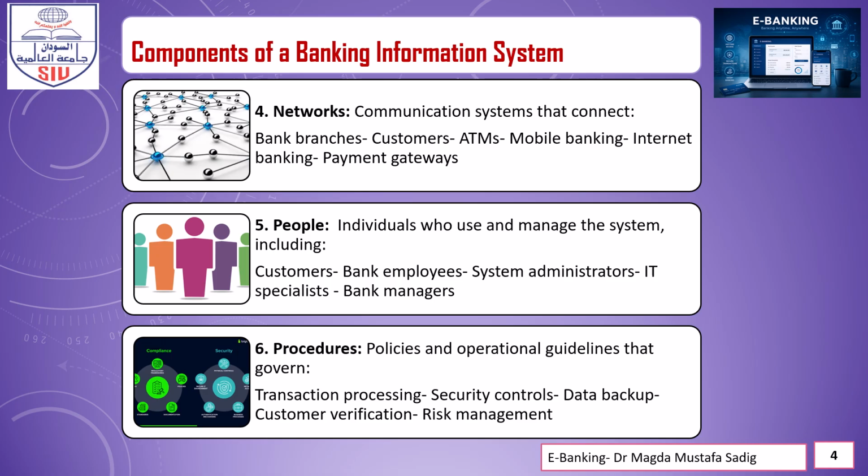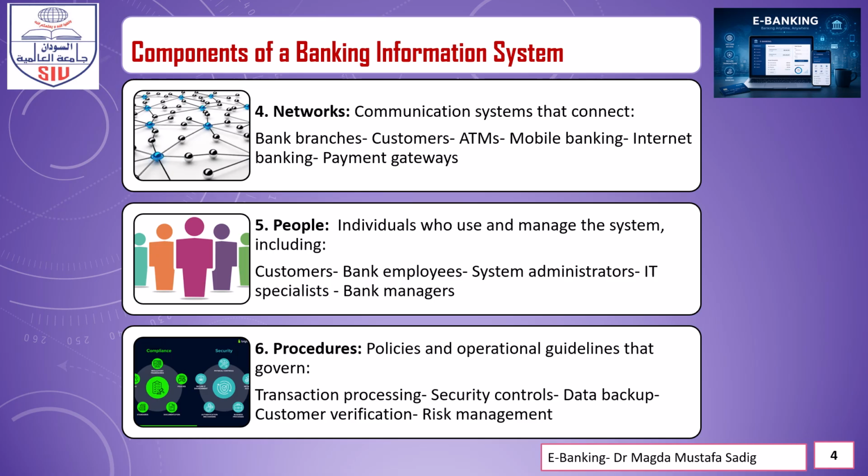The fourth component is networks. A network is a communication infrastructure that connects all parts of the banking system. Think of a network as a system of highways connecting different cities. Just as highways allow people and goods to travel from one place to another, computer networks allow banking information to travel securely between different locations.